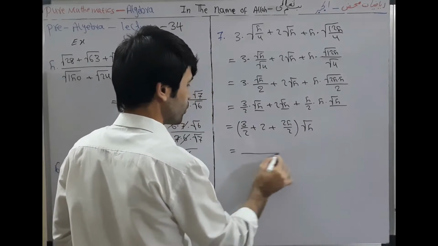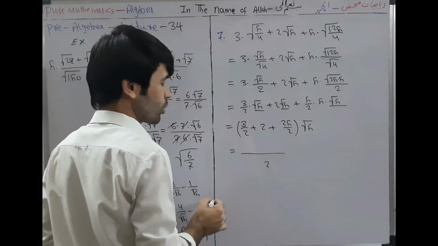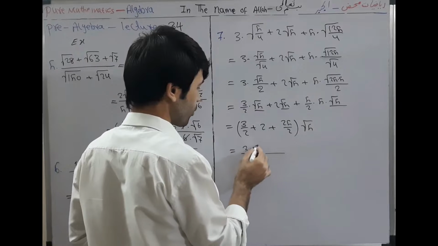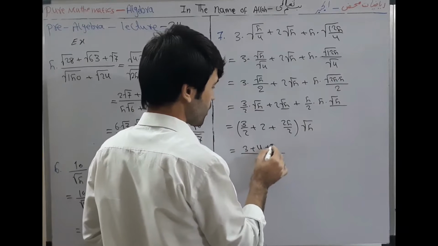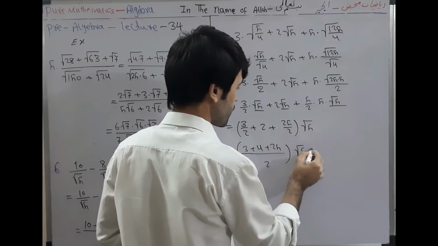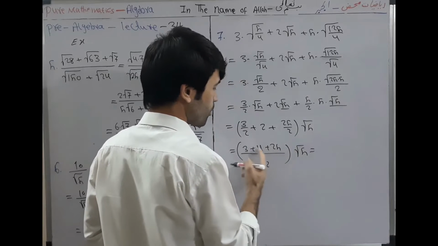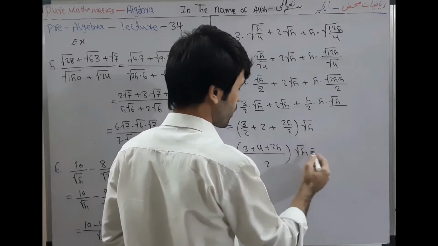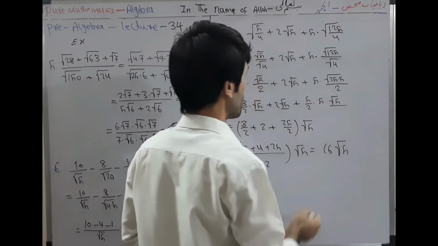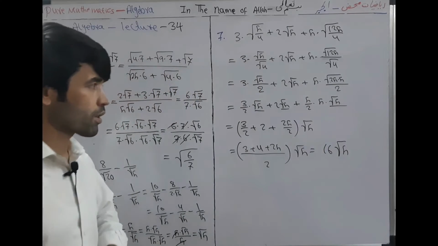It is equal to 2 as common denominator, 3 plus 4 plus 25 into square root of 5. It is equal to 32 divided by 2, 16 square root of 5. It is the answer of question 7.